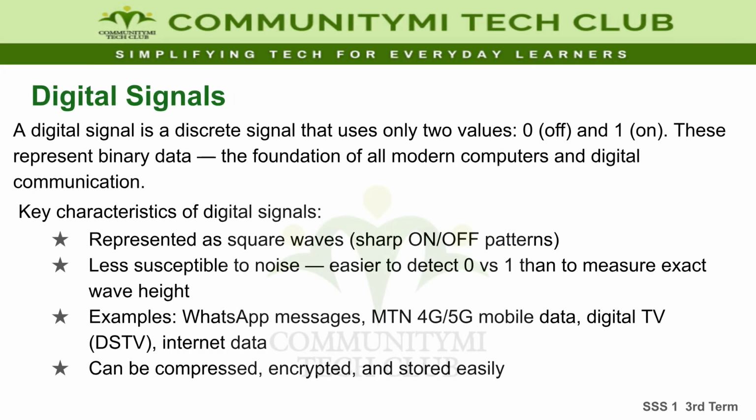Digital signals are discrete, using only two values, 0 or 1. They are represented as sharp square waves. Digital signals are less susceptible to noise, are easier to encrypt, and are used for modern systems like WhatsApp and 4G mobile data.